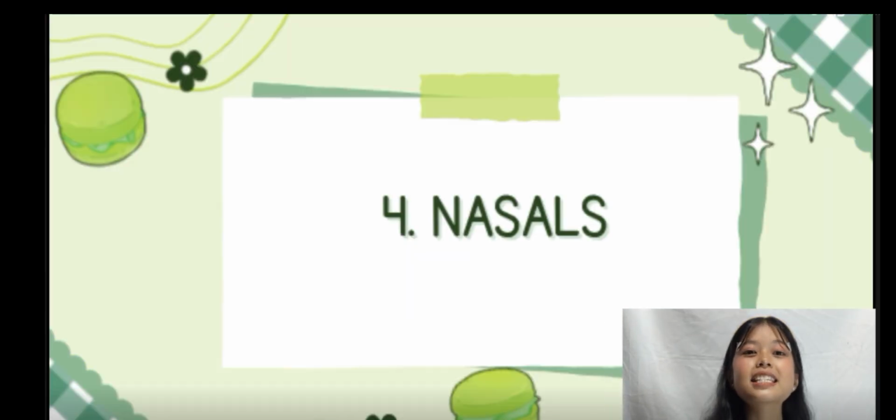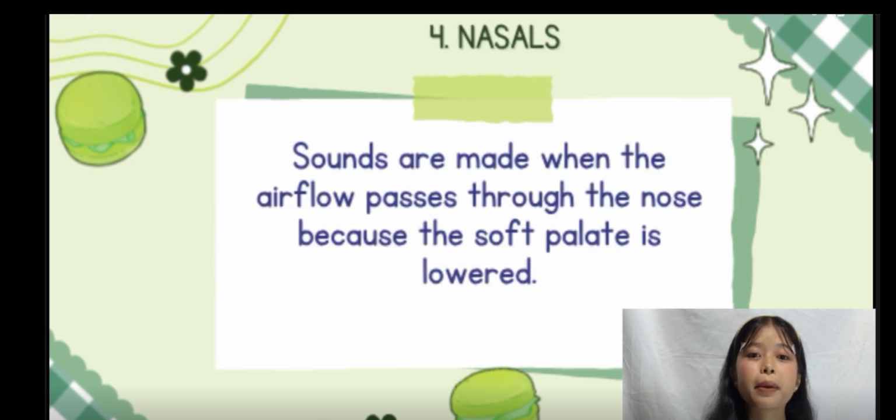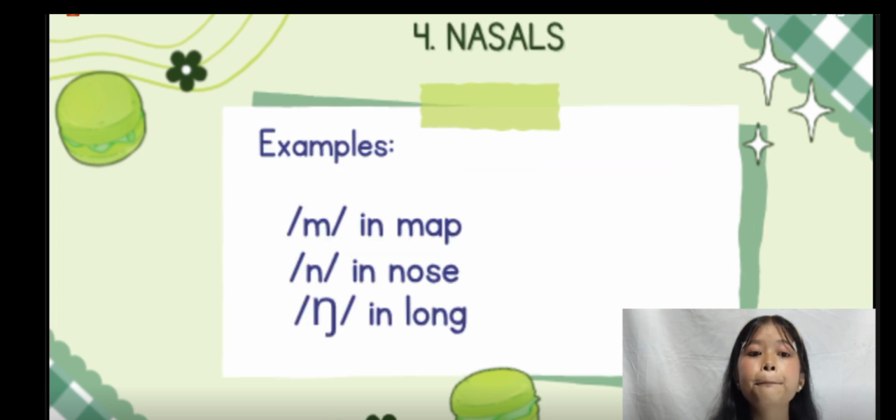The fourth one is nasal. Sounds made when the airflow passes through the nose because the soft palate is lowered. For example, m in mouth, n in nose, ng in lung.